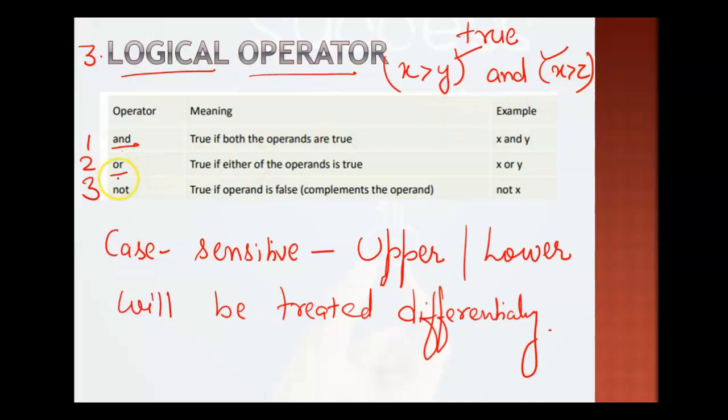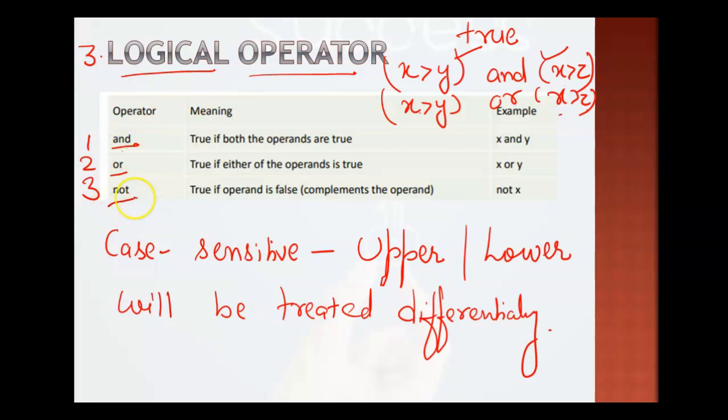Next is the OR operator. It is true if either of the operands is true. OR means any one. You can just change this to: if x is greater than y or x is greater than z. If either the value of x is greater than y or x is greater than z, if any one condition is evaluating true, then the result will be true. That is called or for any one, and for and, both of the conditions should be true.